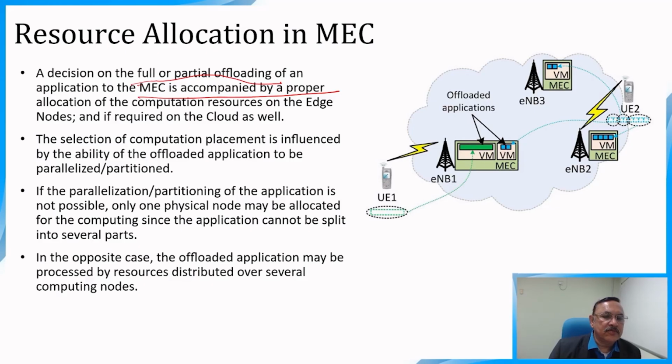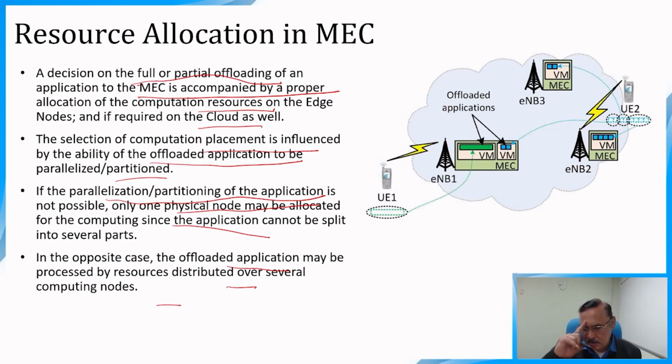The resource allocation decision for full or partial offloading of an application in MEC is accompanied by the proper allocation of the computing resources on the edge nodes and, if required, the cloud as well. The selection of computation placement is influenced by the ability of the offloaded applications to be parallelized or partitioned. If parallelization or partitioning of the application is not possible, only one physical node may be allocated for computing. On the other hand, the offloaded application may be processed by resources distributed over several nodes, as shown here in the form of virtual machines.